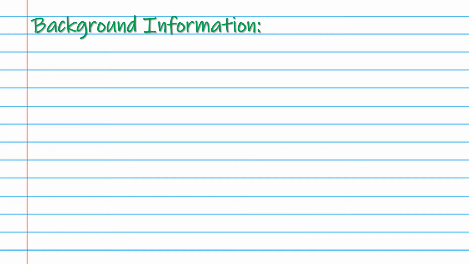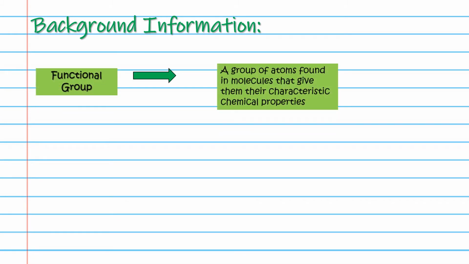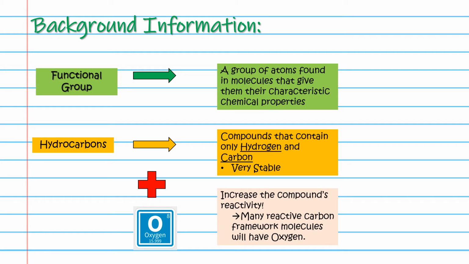Before I get into this, I need to mention some important background information. A functional group is a group of atoms found in molecules that give them their characteristic chemical properties, and I will be going over functional groups that contain oxygen. Another thing we need to remember is that hydrocarbons are compounds that contain only hydrogen and carbon, and they are very stable. However, by adding oxygen, which is a very reactive element, we will also increase the compound's reactivity, and as a result, many of the reactive carbohydrate molecules will contain oxygen.